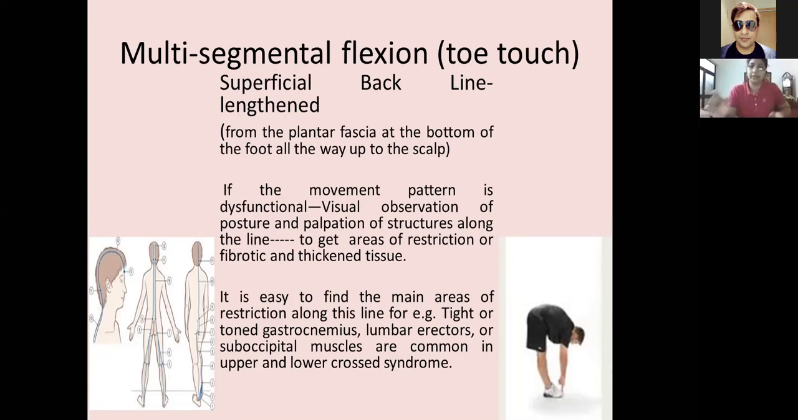So we treat that locally. It's easy to find the main areas of restriction along this line. Example, the tight or toned gastrocnemius, lumbar erector muscles, and suboccipital muscles are common in upper and lower cross syndrome. So in this, we do this fascial line movement, and we are able to diagnose which area is at fault.